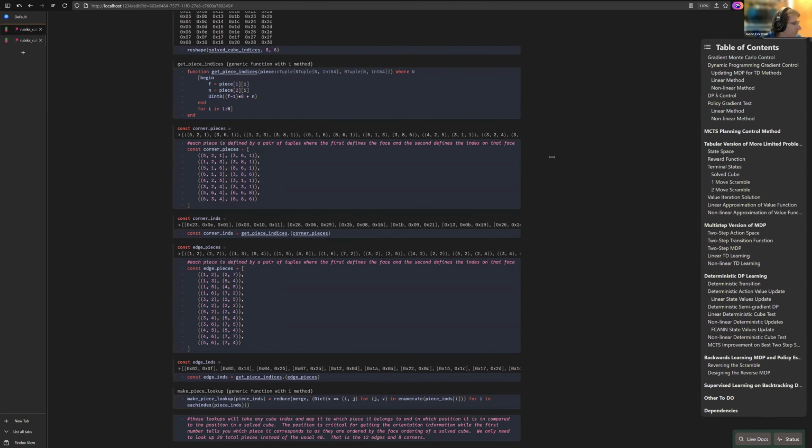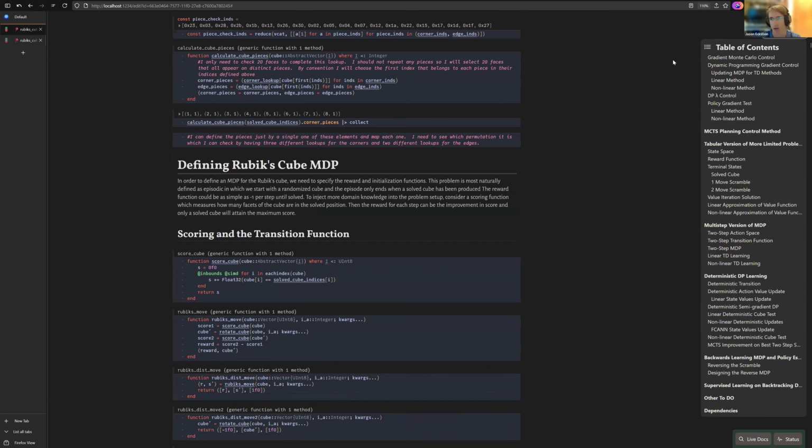Okay. So let's now move on to actually defining this as an MDP problem, which is the thing I showed earlier from the textbook with the agent environment interface. Now, I mentioned already, you could just treat this as a problem where you get a reward for solving the cube. And that is sort of eventually what I end up doing.